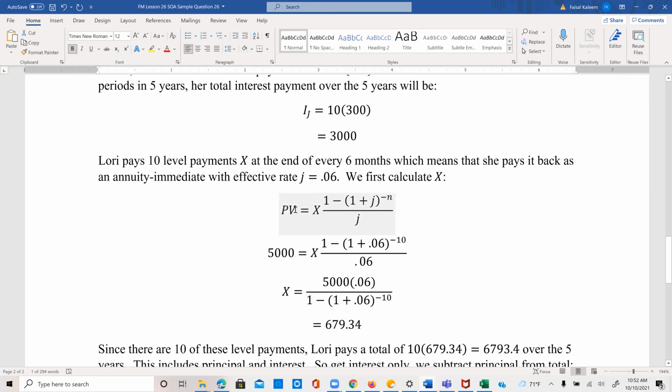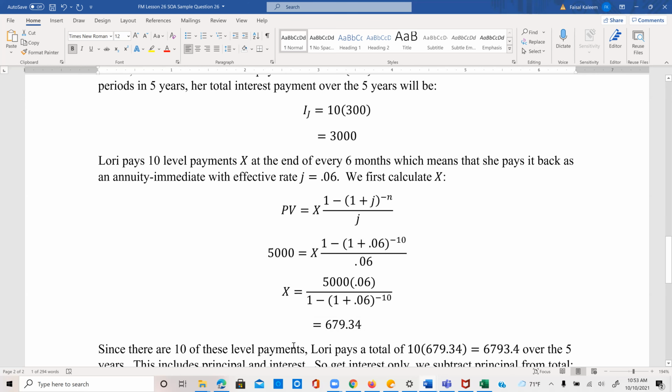And the basic formula is present value equals X times (1 minus (1 plus j) to the negative n) over j. And present value is 5,000, because that's what the loan was. And X is the level payment. We are told that she pays 10 level payments, but we don't know what those payments are. So that will be the step to calculate these level payments. So they come out to be 679.34.